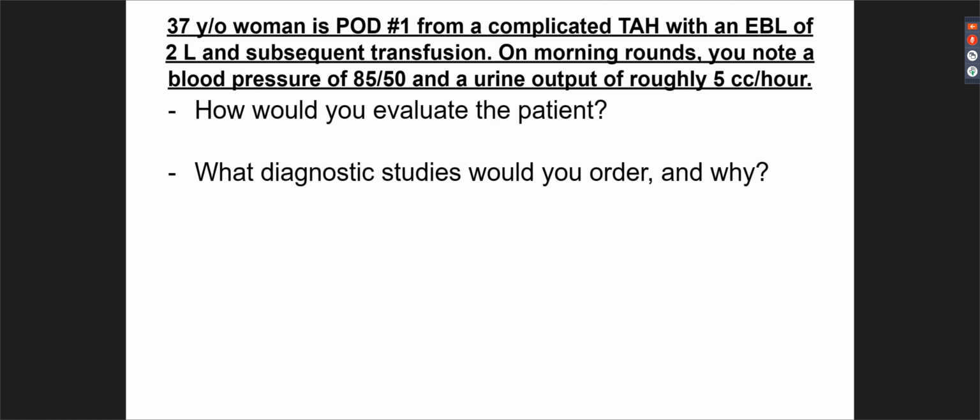So what diagnostic studies would you order and why? So I would start with a CBC, electrolytes, to look for acute blood loss or blood loss that was not counted at the time of surgery, or post-op bleeding. I would look for electrolyte imbalance, and look as well at her creatinine to see if she was in acute kidney injury. So what creatinine would make you worried for AKI?